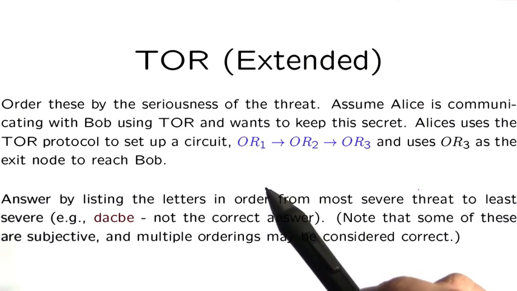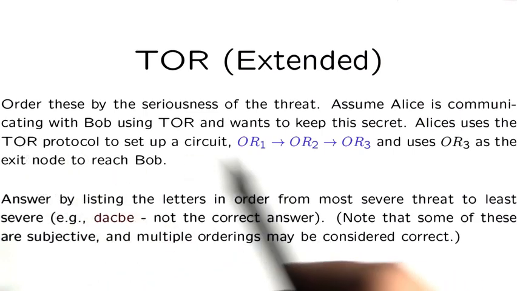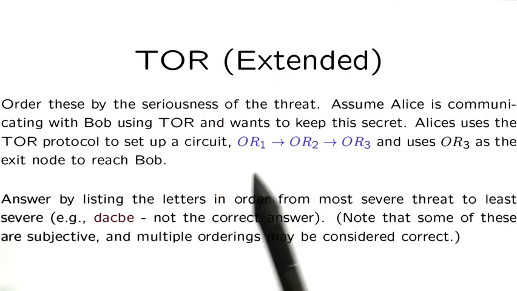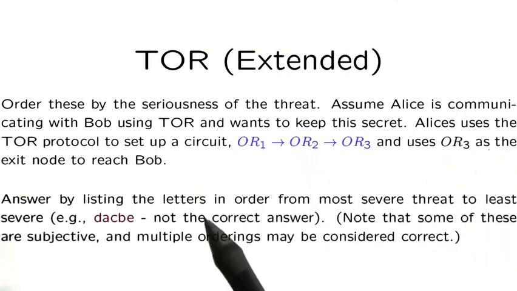On the next slide, there will be a list of threats, and we're asking you to order these by the seriousness of the threat. For the question, assume Alice is communicating with Bob using Tor and wants to keep this a secret. Alice uses the Tor protocol to set up a circuit between onion router 1, 2, and 3, and uses onion router 3 as the exit node to reach Bob. Answer by listing the letters in order from the most severe threat to the least severe. For example, DACBE, which is not the correct answer. I'll give you that one for free. Do note that some of these are subjective and multiple orderings may be considered correct.